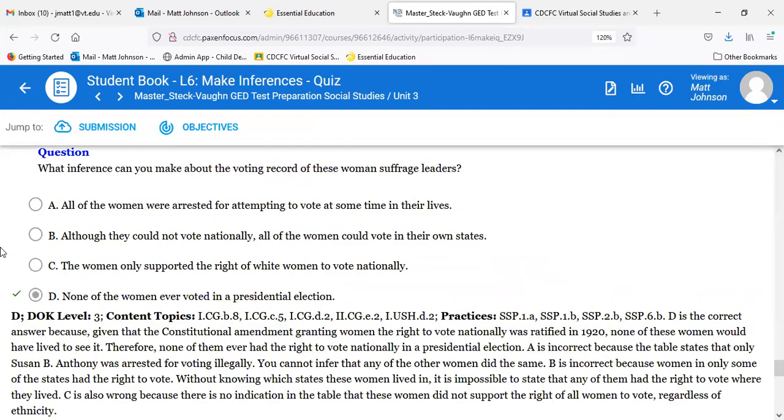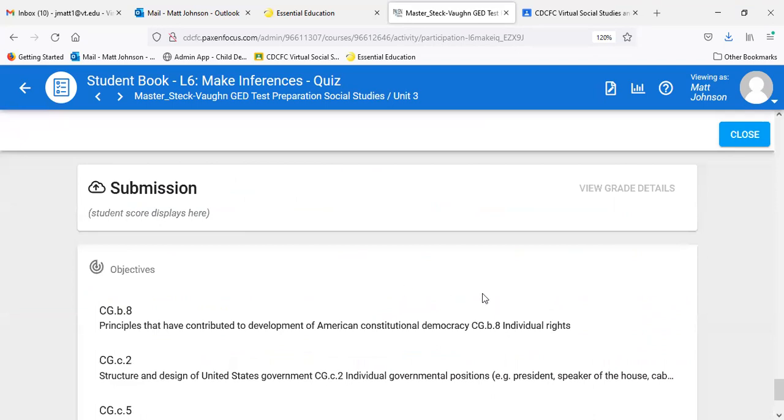And it's true, some of these women were arrested, but what we have in our graph doesn't explain that, right? We don't see that information. And for the second one, although they could not vote nationally, all the women could vote in their own states. Only some of them could, right? We talked about that. It just depended on what state they lived in. And then they did support universal suffrage, so not just white women, but all American citizens. So that leaves D there. All right, so 5 is D.